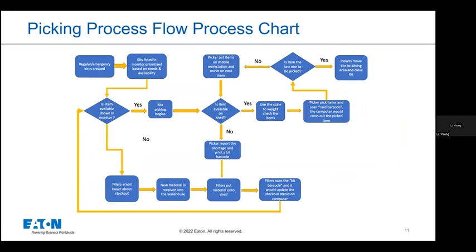Here is our process flow chart. Once the ticket comes in, if the item is available, then the picker would pick the item, scan the card barcode, and move to the next item. If it's not available, then the filler would email the buyer about the stock out.